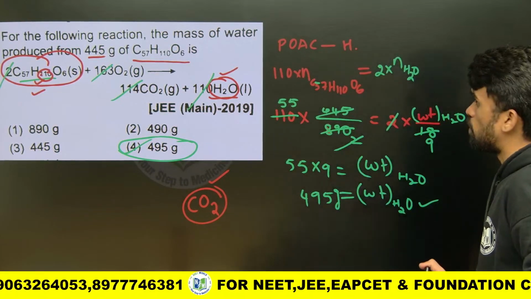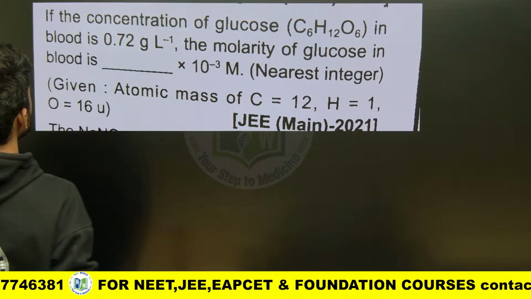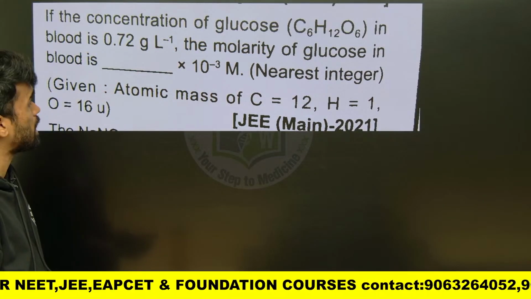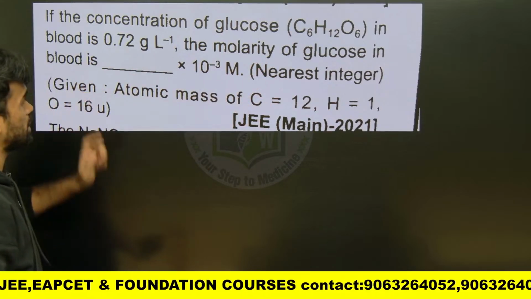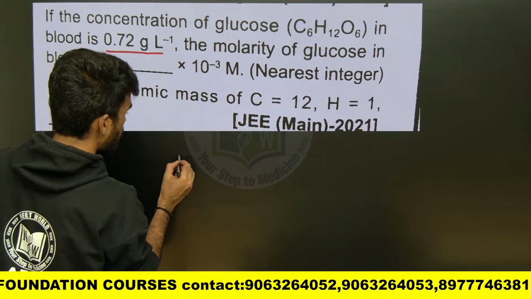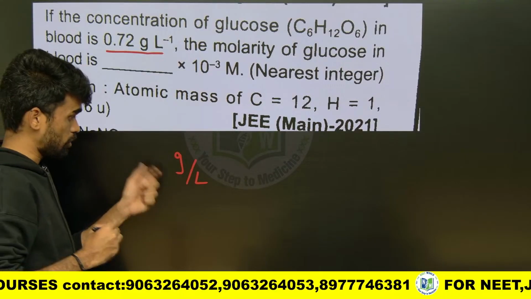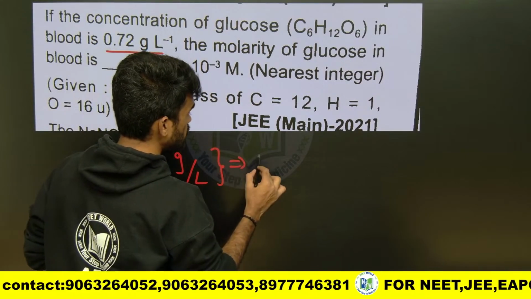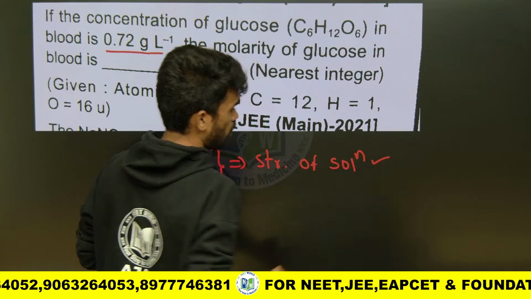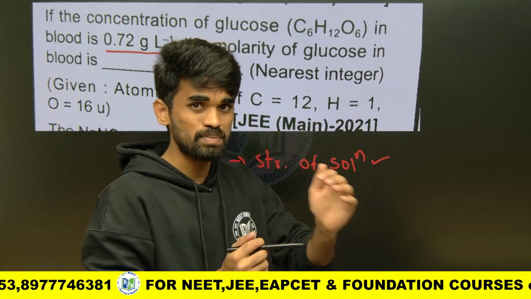Okay, let's move further. Here we have one more question. The question says, if the concentration of glucose in blood is 0.72 gram per liter, the molarity of glucose in the blood is? See, they have given 0.72 gram per liter. Whenever you see these units, you should consider this as the strength of solution, which is also a term used for expressing concentration.